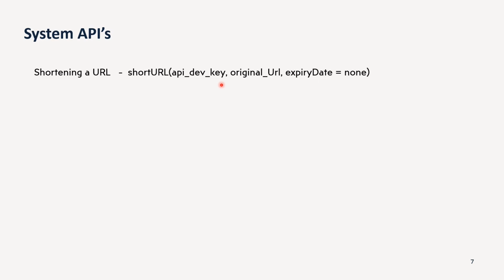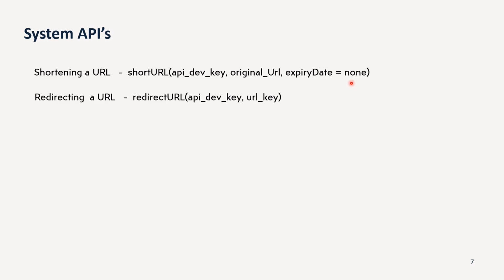Then for shortening a URL, you have to pass the original URL, and for that you will give them the short URL, right? And for the expiry date, they can pass none. If they pass none, then you default the expiry to 5 years. But if they pass some date, you have to honor that expiry date.